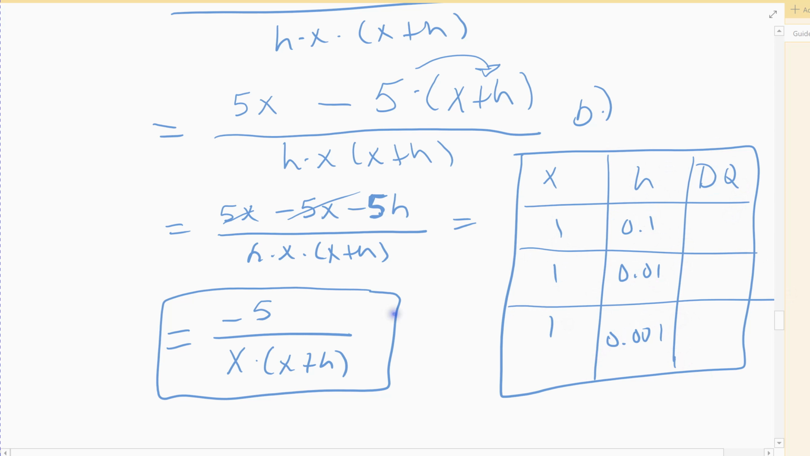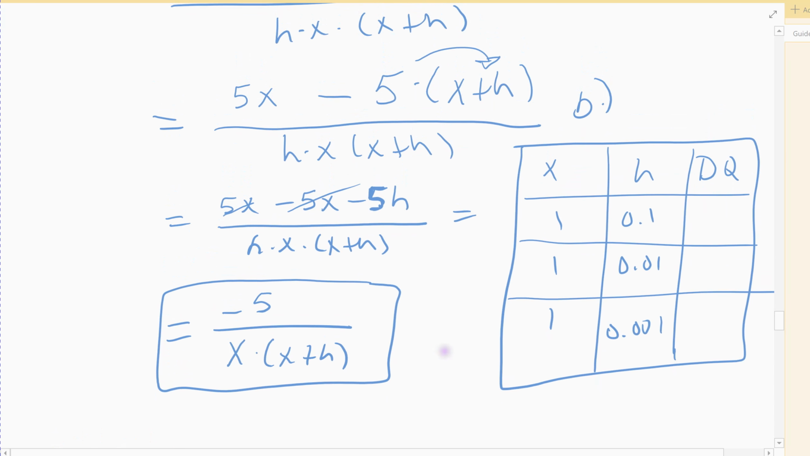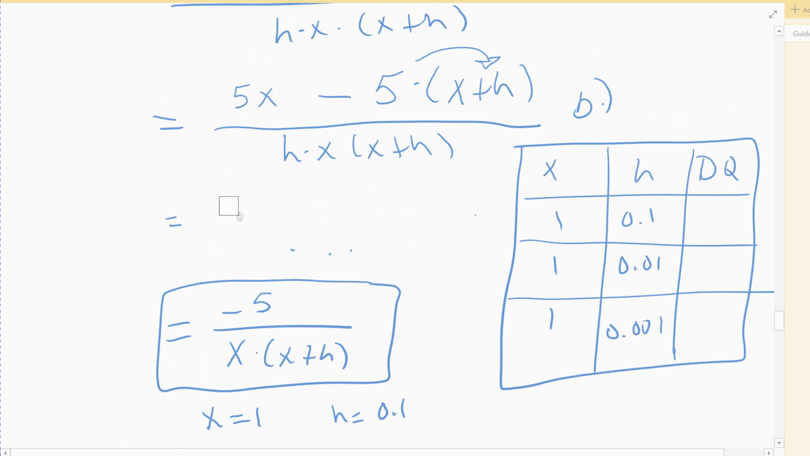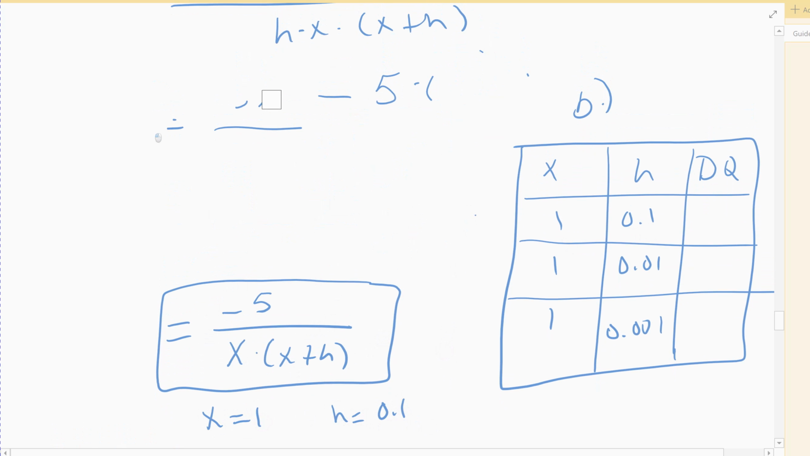And then what we're going to do is take those numbers and plug them in. Every time I plug 1 in for x, so x is always going to be 1, it's the h that is changing. So the first time I plug in a 10th. I'm just going to show you the first time how we plug it in, and then after that I'm just going to give you the numbers that they solve for.